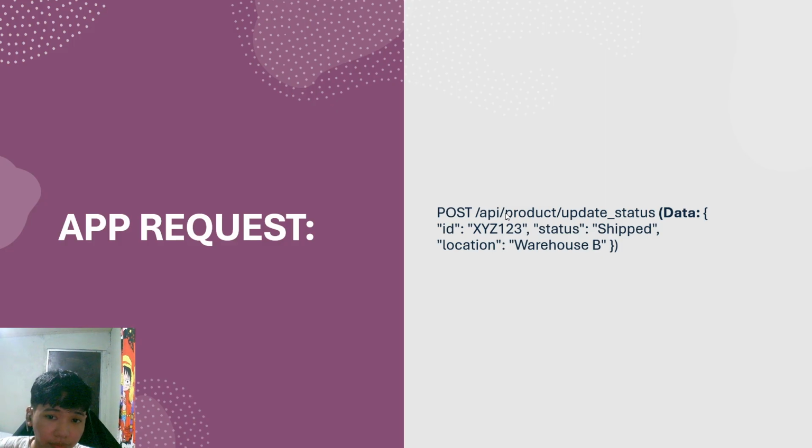Next is updating the record. A warehouse worker uses a tablet app to report the item has arrived. The app sends a POST request to the web service. For example, POST /api/product/update-status with the data: the ID equals XYZ123, the status is shipped, and the location is Warehouse B.